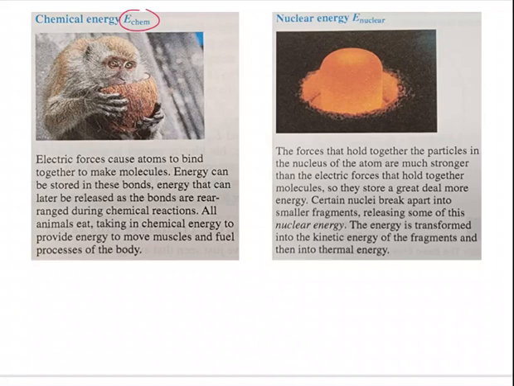And then we also have nuclear energy. This picture right here is showing the beginning stages of a nuclear detonation. The forces that hold together the particles in the nucleus of an atom are much stronger than the electric forces that hold together molecules. So they store a great deal more energy. So if we were to break apart the nucleus of an atom, splitting an atom, we're going to release a ton of energy. It's so crazy to think of that tiny little thing. I know, it's amazing. E sub nuclear is our symbol for nuclear energy.